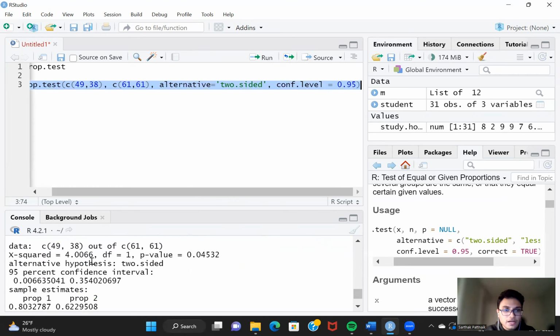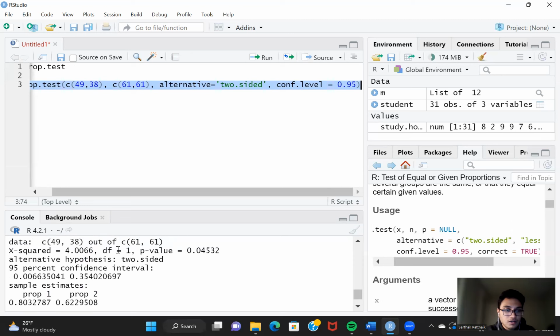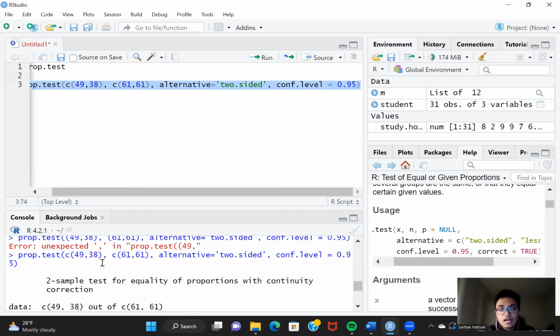So it will give you the X-squared value. It will give you the p value, which you can see is 0.04532, which is less than 0.05. So directly you can come to a conclusion here, and you can say that I can reject my null hypothesis, and there are differences between the samples taken from the two populations. You'll get the 95% confidence interval as well. So this is how you can get your result using R, using prop.test, which is the function that basically calculates your one sample and two sample test for proportions.